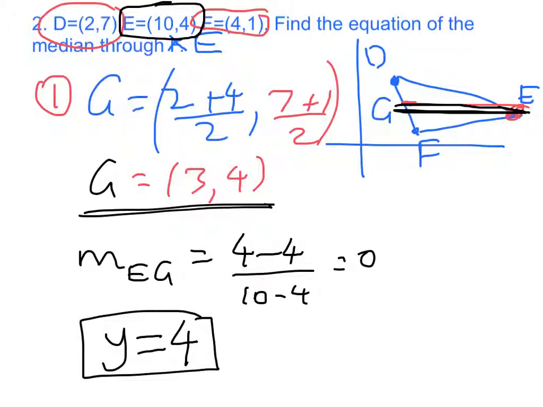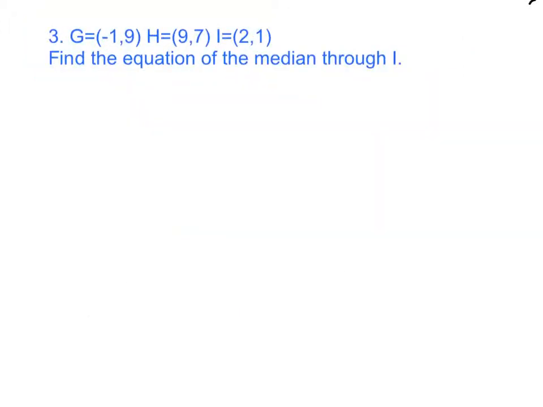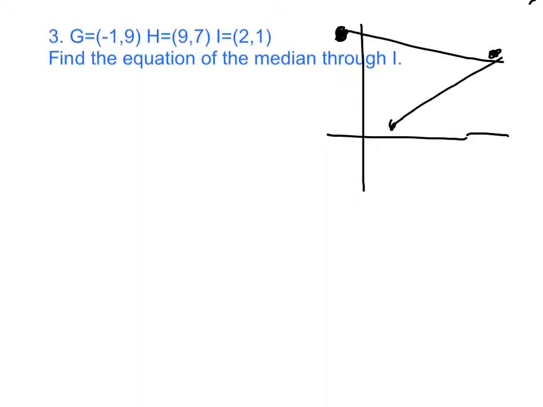Here comes the last question. Right, so G is negative 1, 9, H is 9, 7, so negative 1, 9 will pop on there, H is 9, 7, so that's about here, and I at 2, 1, so something like this. Right, so there's G, H, and I. We're looking for the median through I, so it's that line through there. Okay, 3 steps should be getting pretty easy by now.